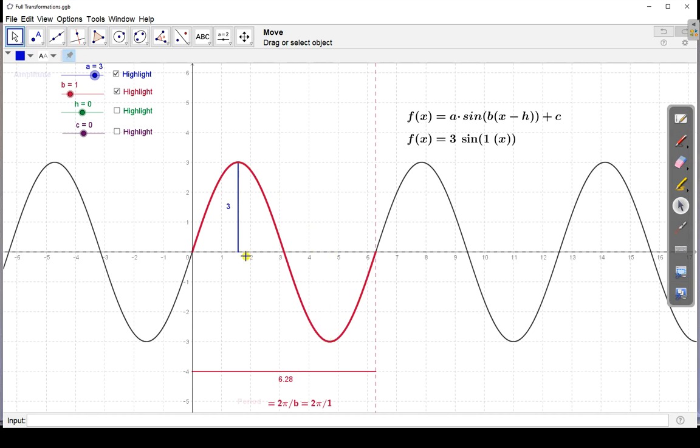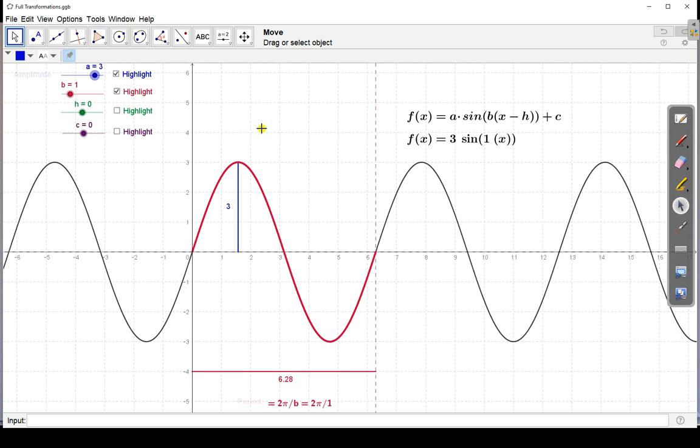That distance is 3 right here. It's also 3 down here. So that is our amplitude of 3, and you can see it's the number right in front of our equation. That means the wave is going to go up 3, and the wave is going to go down 3 units from the middle.